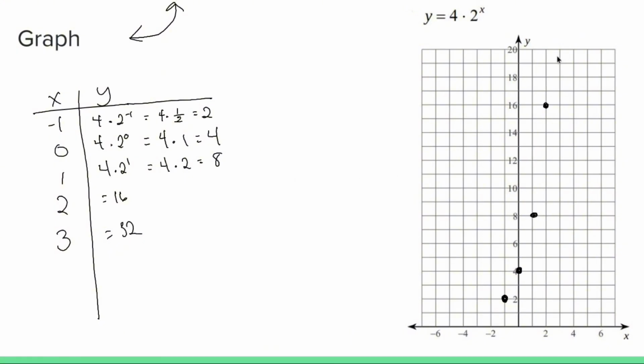Now, going backwards then, if moving to the right 1 unit doubles my number, then moving to the left 1 unit halves my number. So 2 becomes 1, moving to the left 1 space. 1 becomes a half, half becomes a quarter, and now we start seeing my line hover the x-axis.